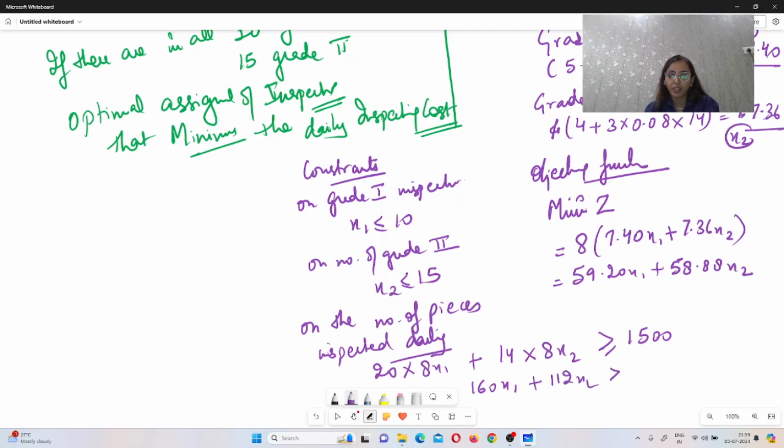That should be greater than or equal to 15. And the non-negativity constraint is always there: the x1 and x2 values are always greater than or equal to 0. They cannot be negative. So this is the way we have used linear programming in the inspection area. We can use it in different ways, in varieties of ways.